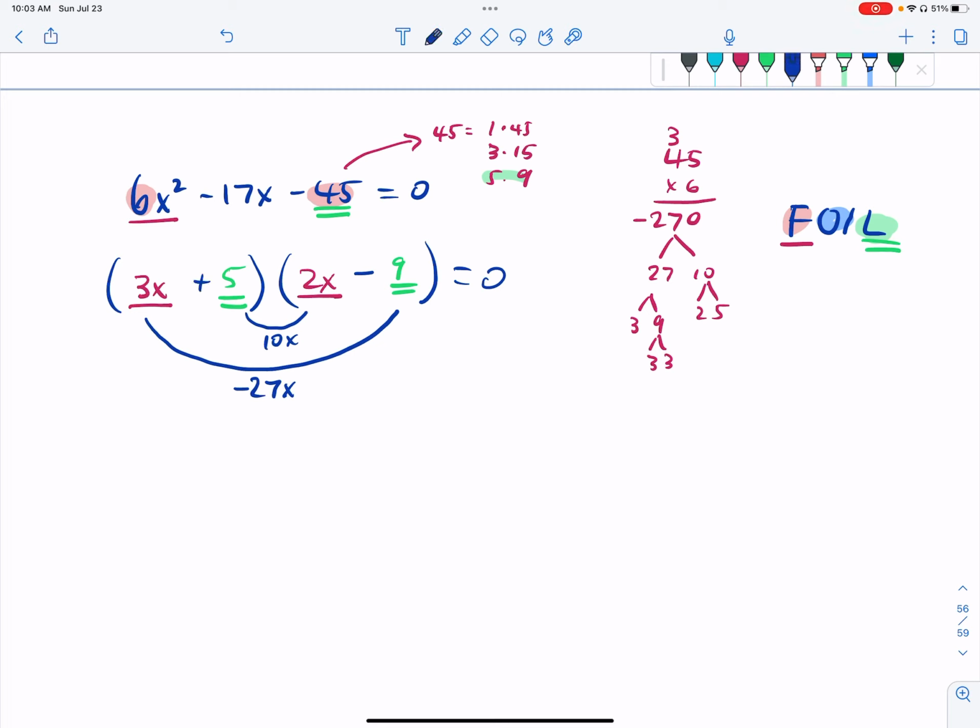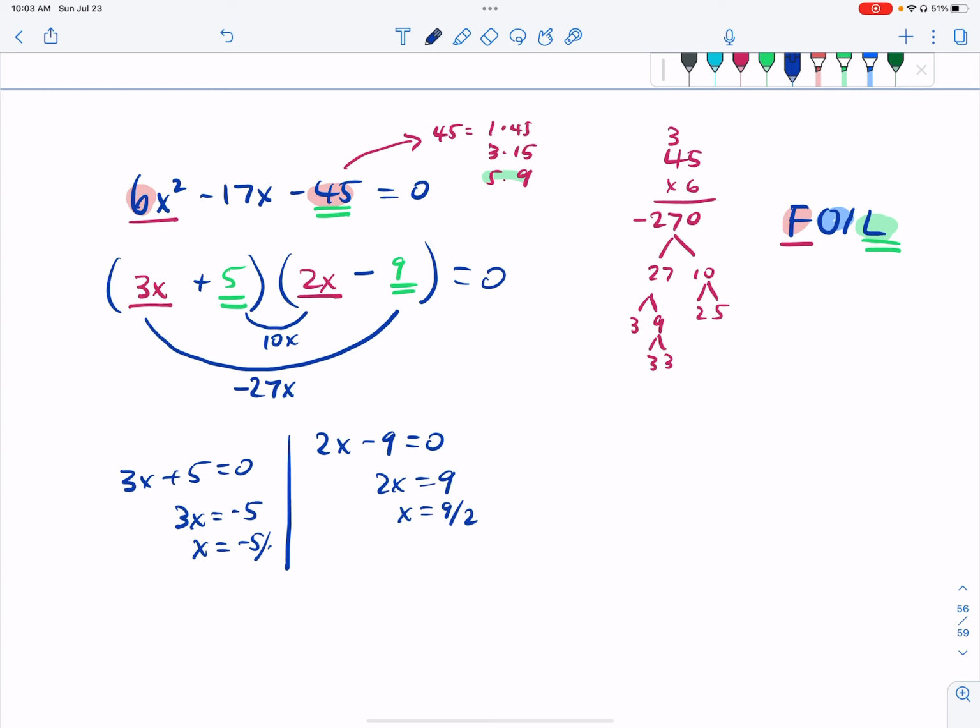And now I factored it. And the only thing left to do at this point is to use the zero product property. You go 3x plus 5 is equal to 0, or 2x minus 9 equals 0. In the second case, add the 9 over, divide by 2. In the first case, subtract the 5 over, divide by 3. And there's the two answers to my quadratic equation.